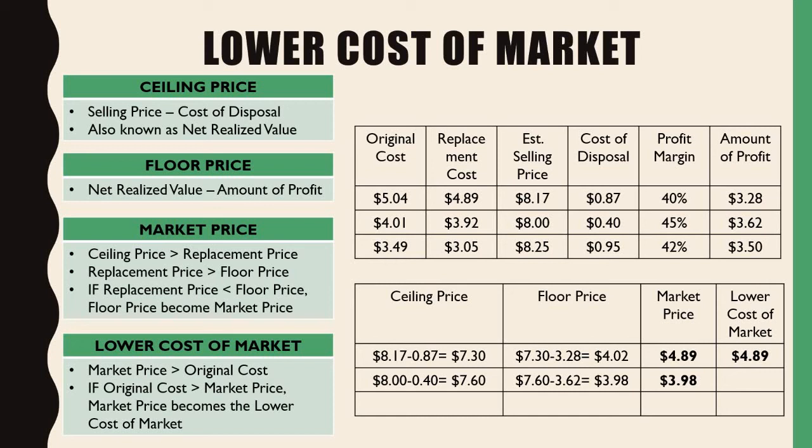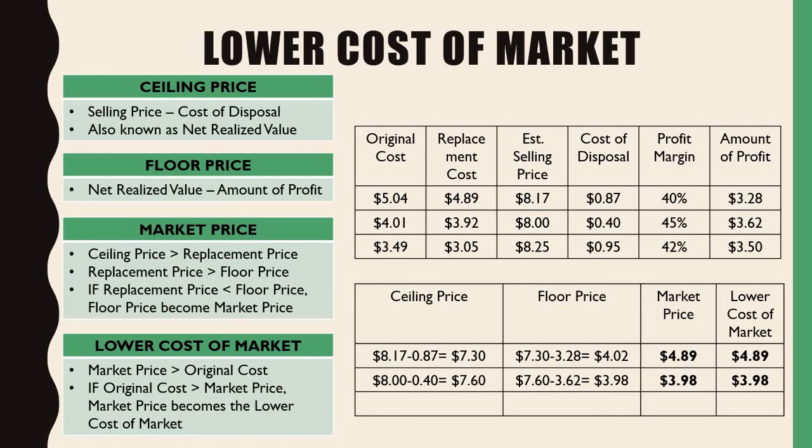Now, which one's lower, the original cost or the market cost? How much was the original price? 401. The market price is 398. The market price is lower. Correct.